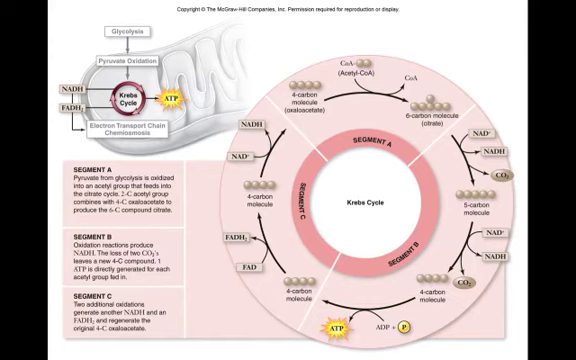So let's look at this in a bit more detail. Here is our 2-carbon acetyl-CoA. And what we're going to do is stick the 2-carbon acetyl-CoA that we obtained from pyruvate, and we're going to stick it on this workbench.